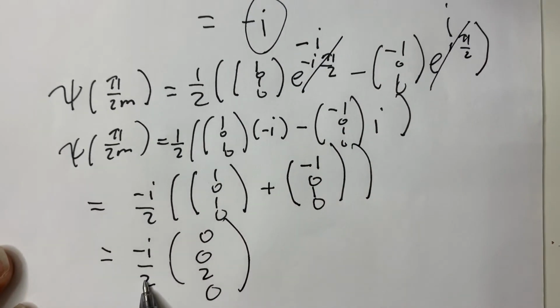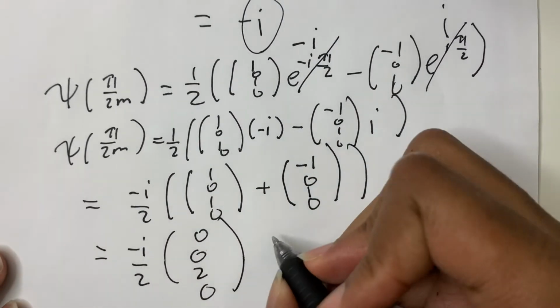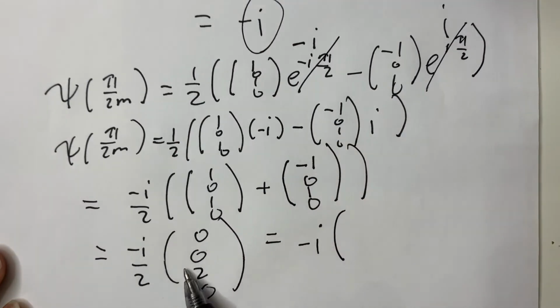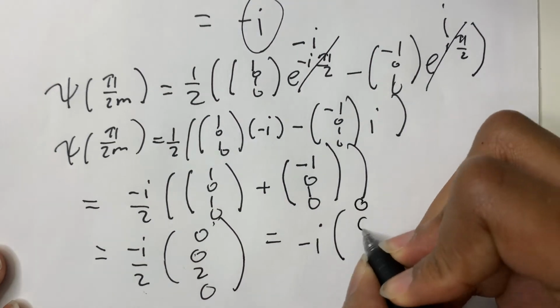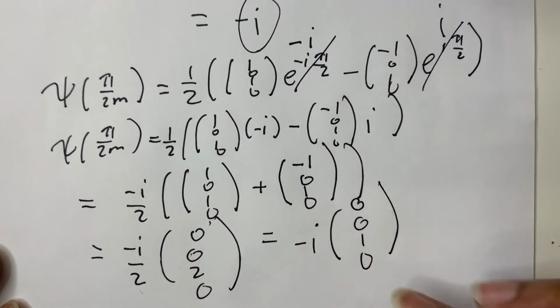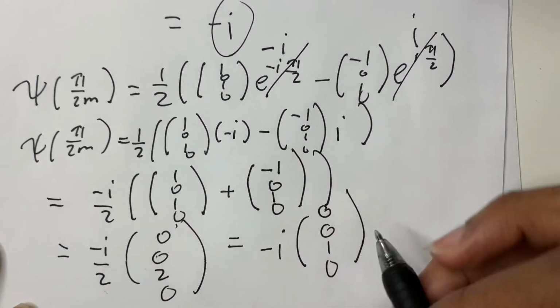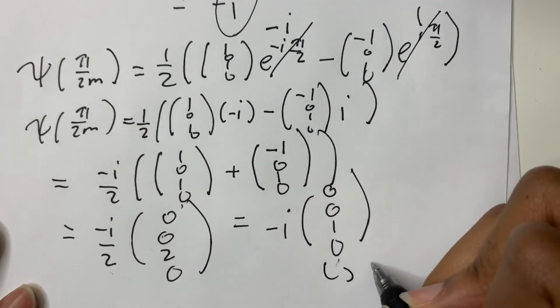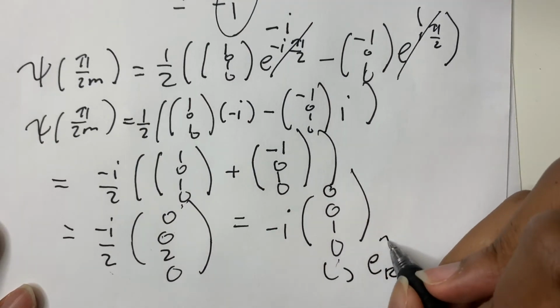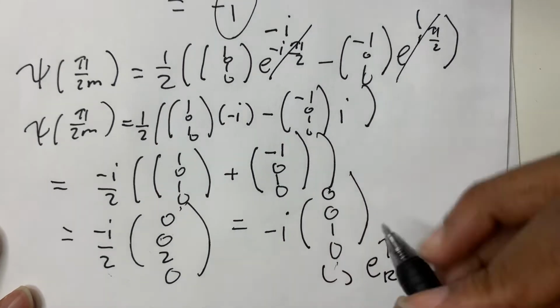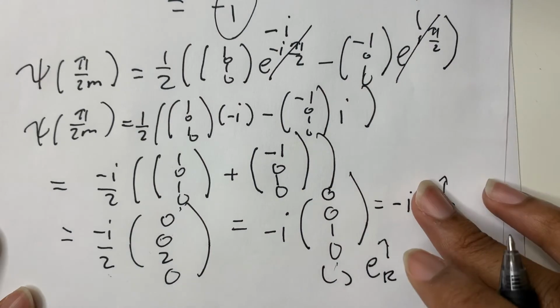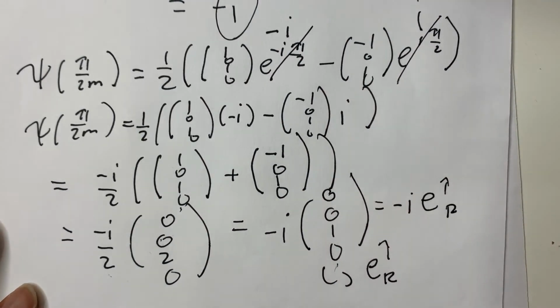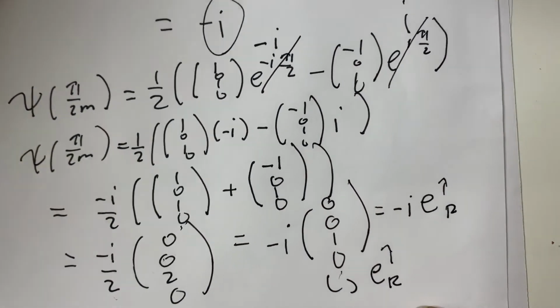And now we just distribute this 1/2 term inside of here. Get minus 1 times 1/2 times 0, 1/2 times 0, 1/2 times 2 is going to be 1. So you have 0, 0, 1, 0. And notice that this is actually the right chiral field that's spin up. So you get minus 1 times the right chiral field that was spin up. This is actually very interesting. You guys might not see how it's interesting right now, but I'll show you why.